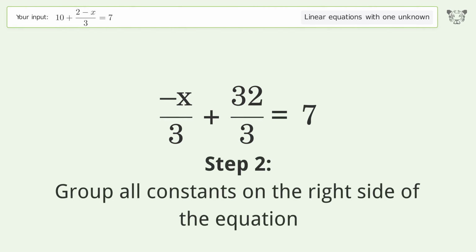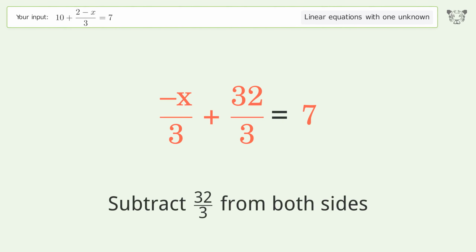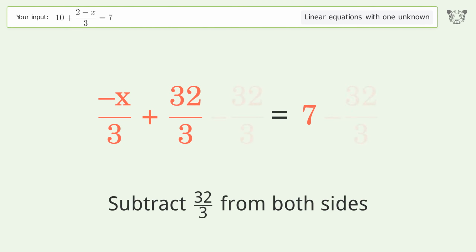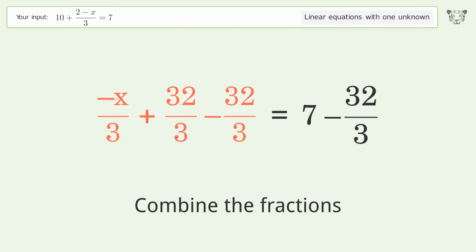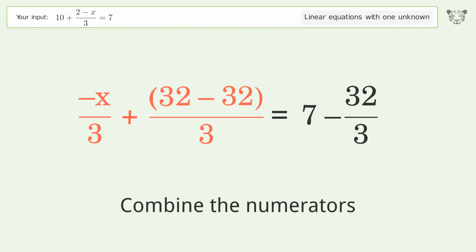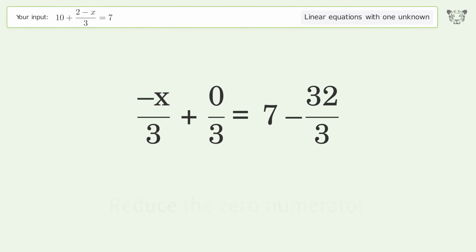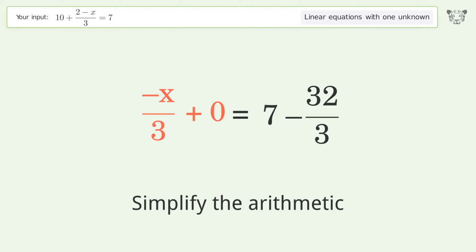Group all constants on the right side of the equation. Subtract 32 over 3 from both sides. Combine the fractions. Combine the numerators. Reduce the zero numerator. Simplify the arithmetic.